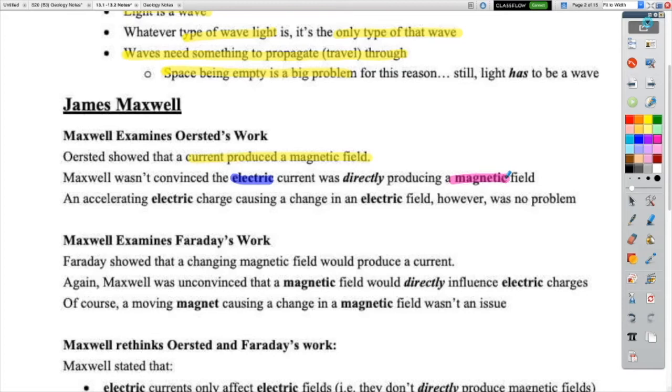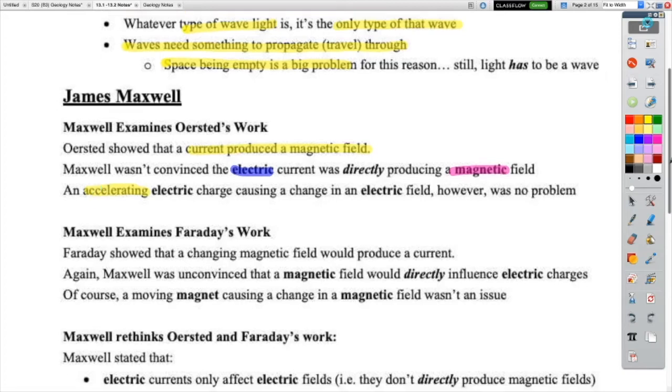Now, what he didn't have a problem with, of course, because why would it be a problem, was that an accelerating electric charge causing a change in an electric field, that was no problem. Of course, an electric charge changing an electric field, why would that be an issue? We know an electric charge has an electric field, so if you make it accelerate, well, yeah, that electric field is now changing, right? It's in non-uniform motion. So of course, yeah, no biggie there. If you accelerate an electric charge, it should change the electric field. So that was his kind of first thing. He said, I don't know about this, Ørsted. Why would a changing electric charge produce a changing magnetic field?